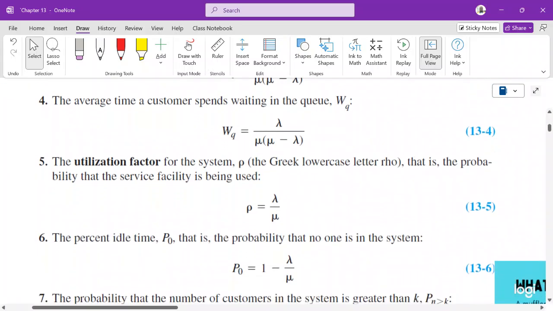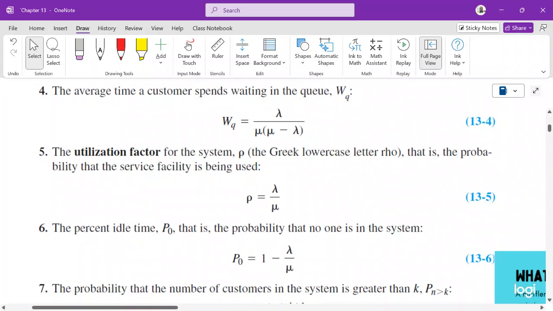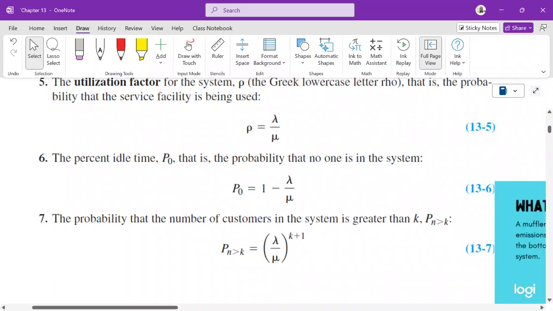Then we have the utilization factor, ne? Whereby rho, the Greek lowercase letter, is the probability that the service facility is being used. Then P0 is the opposite of that, which is the probability that there won't be any customer in the system. And then the probability that the number of customers in the system is greater than K.